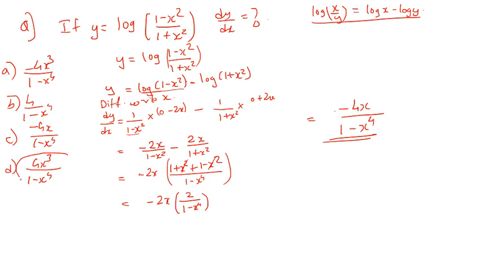Some of you have got 4x cube. You have made one small mistake, but A is not the right answer here. The right answer is answer C, this is the right answer. Moving on to the next, a very interesting question. This is how your competition level will be. This is how your competitive NDA exam questions are.